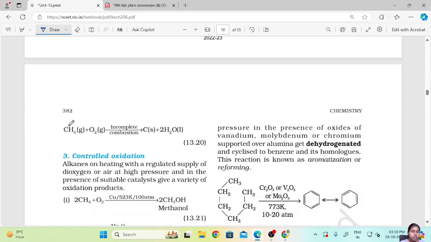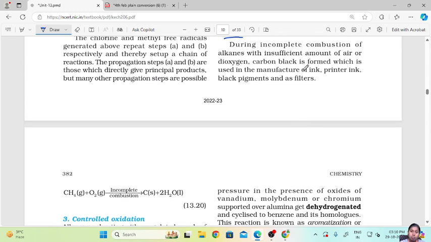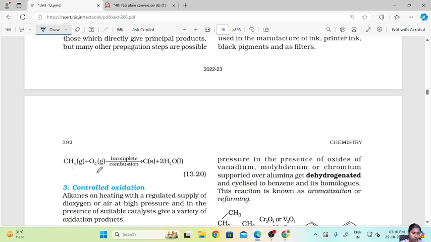Now next, how that carbon black is formed. First, methane you have reacted with oxygen. Incomplete combustion means the methane is not entirely converted into carbon dioxide, so there remains a carbon which is solid, and H2O is formed. This is the reaction given for the formation of carbon black.